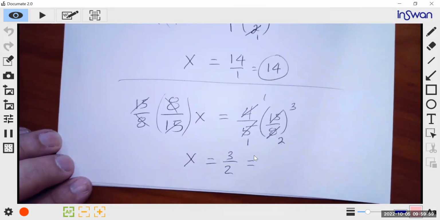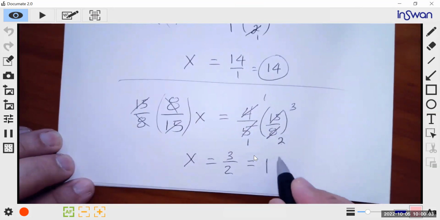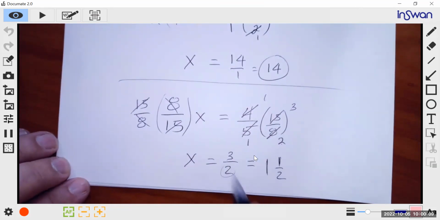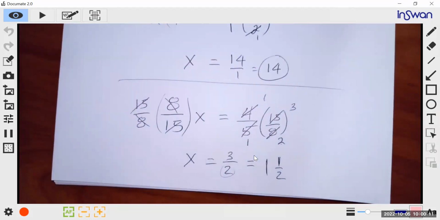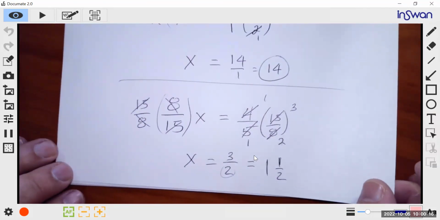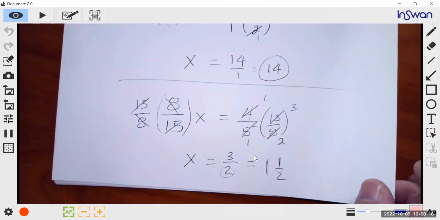It's improper, so what does it become as a mixed number? Yeah, 2 goes into 3 one time with 1 left over, 1 and 1/2. That's whenever you have fractions as a coefficient. Get rid of those by multiplying by the reciprocal.